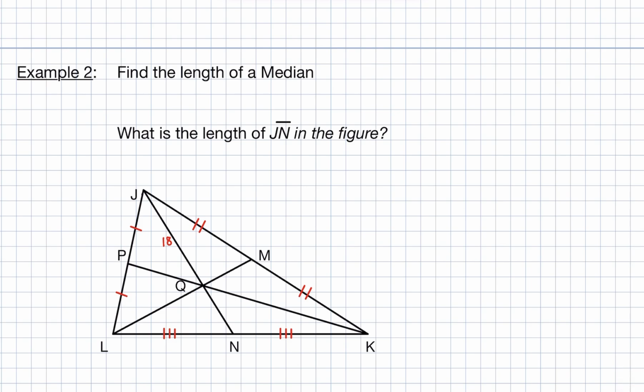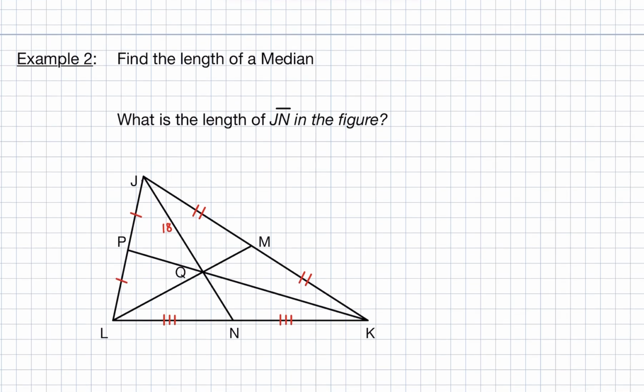Okay, so our goal here is to find the length of a median, and in this case we want to find the length of median JN. Okay, we want to know what this length is, given the fact that JQ is 18. Now before we even solve this, we want to make sure that this theorem applies, and what I mean by that is we want to make sure that these are all medians, and we know that because it extends from a vertex to the opposite side and it cuts it exactly in half.